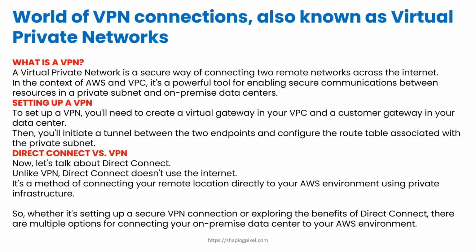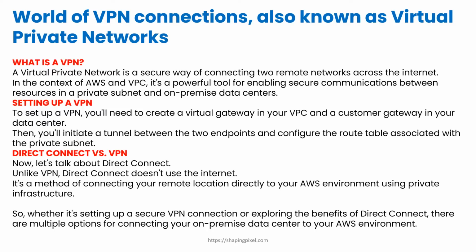Unlike VPN, Direct Connect doesn't use the internet. It's a method of connecting your remote location directly to the AWS environment using a private infrastructure. So whether it's setting up a secure VPN connection or exploring the benefits of Direct Connect, there are multiple options for connecting your on-premises data center to your AWS environment.